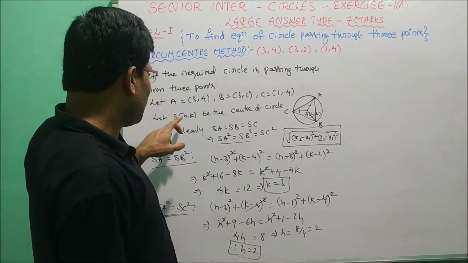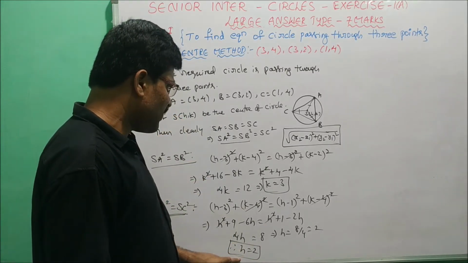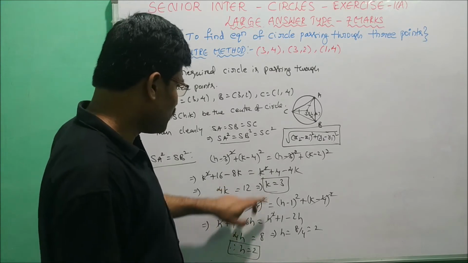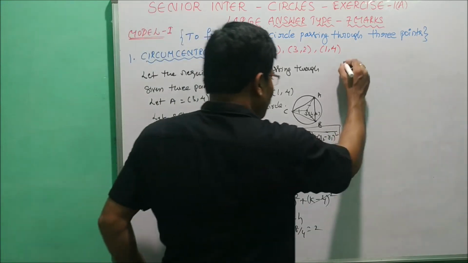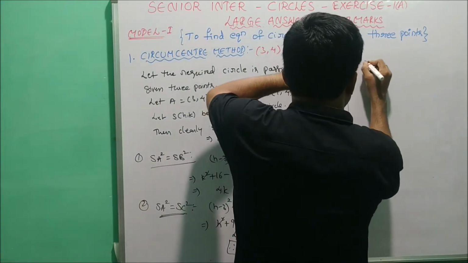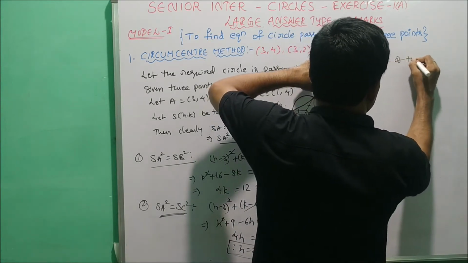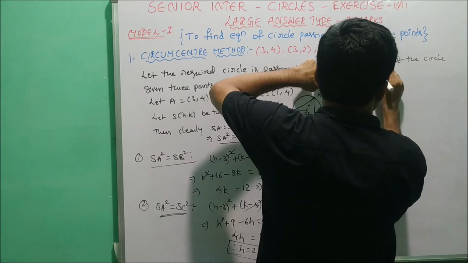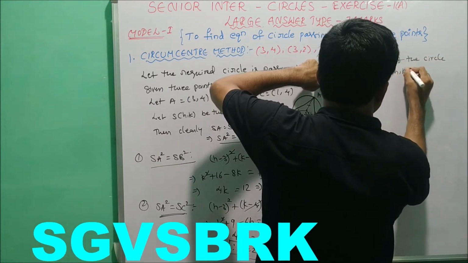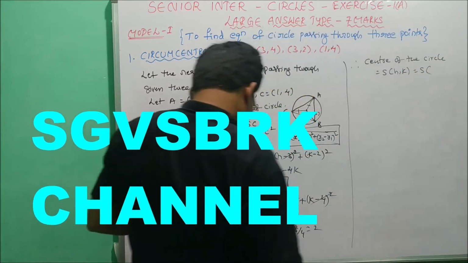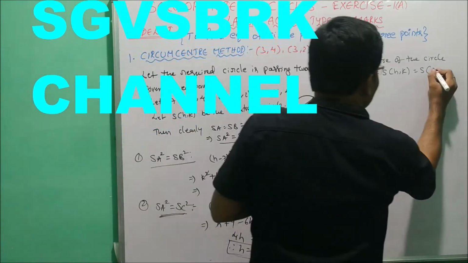So in the center (H, K), we have already found the values of H and K. Now substitute these two values in the center. Therefore the center of the circle S equals S of (H, K), equals S of H means 2, K means 3. So (2, 3).